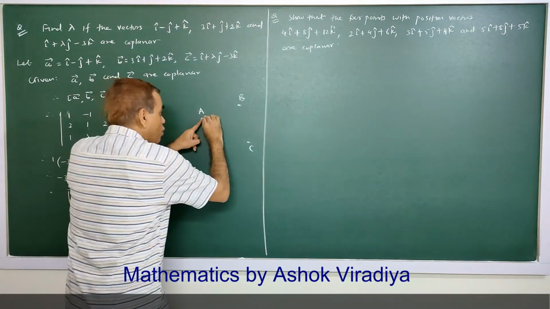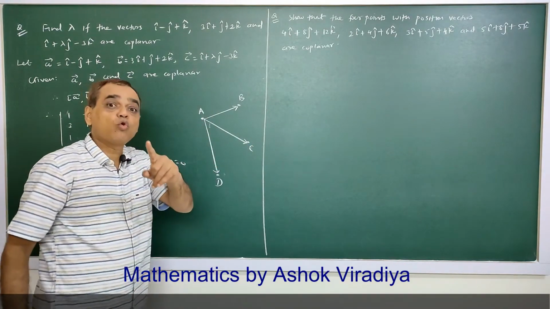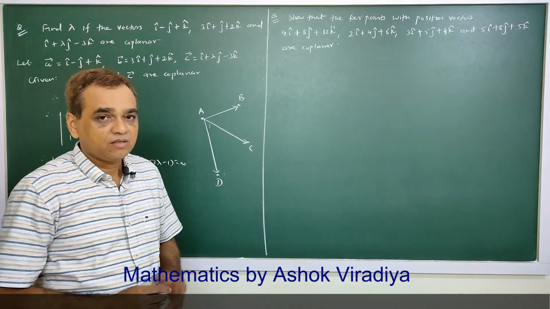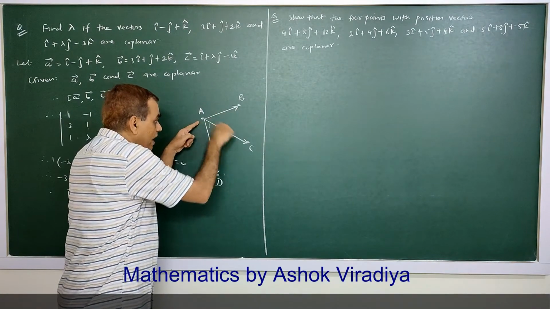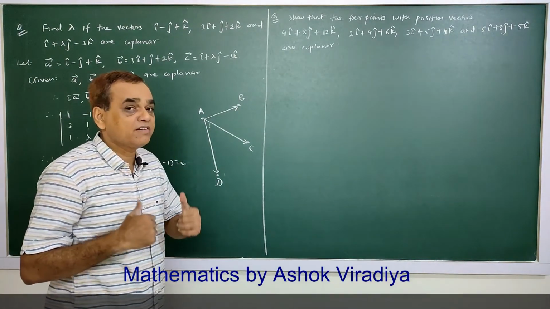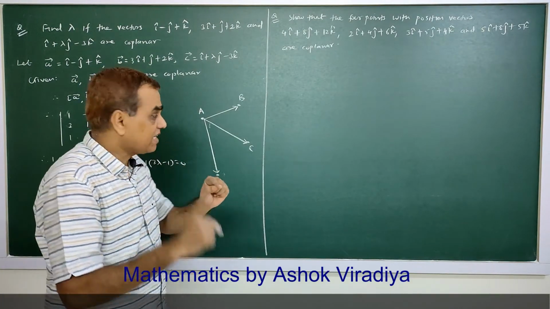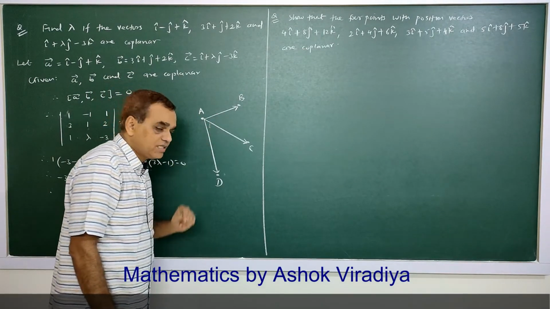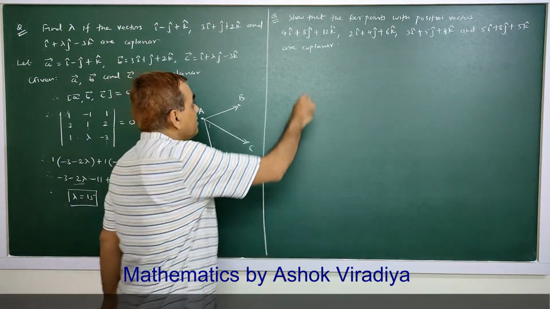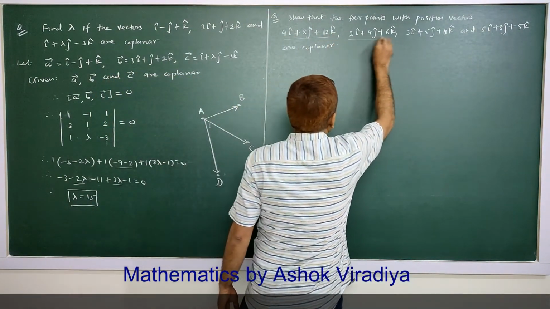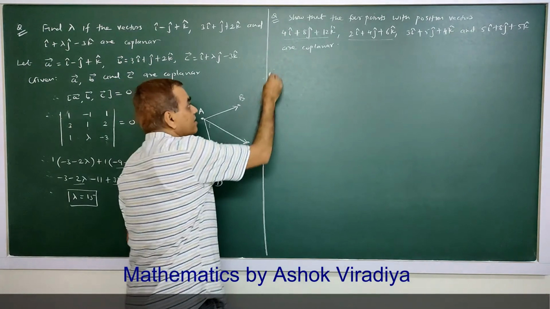We will show that vector AB, vector AC and vector AD are coplanar. To prove that these 4 points are coplanar, we have to prove that these vectors are coplanar. So here we will use the rule for coplanarity. We will show that the box product of these 3 vectors is 0. So let me name here: this is the position vector of A, position vector of B, position vector of C and position vector of D.